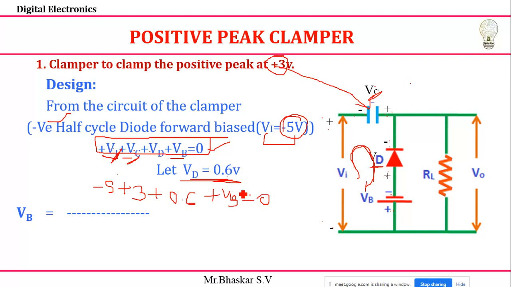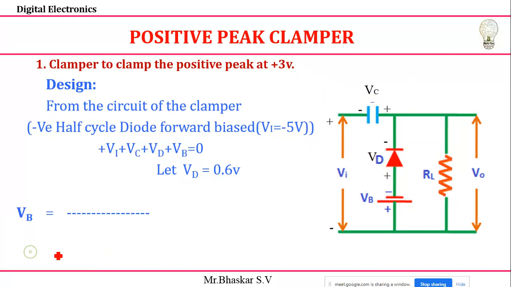So VB, you take it to the right hand side, minus VB, minus minus gets cancelled, I'll get the VB value as 1.4 volts. So I want to set the VB value to 1.4 volts. If I set it, then automatically my waveform will be shifted to plus 3 volts. Is it clear about this design? Yeah, you just calculate and write down the values.